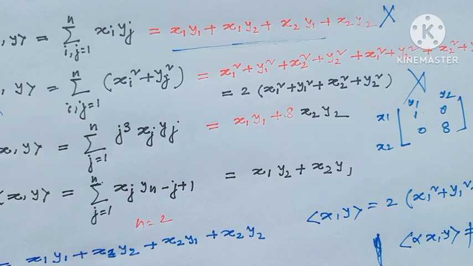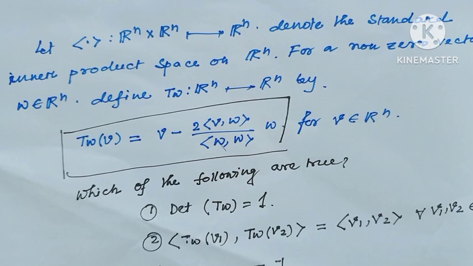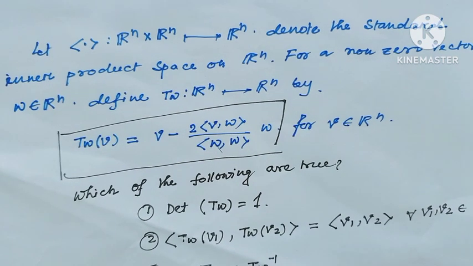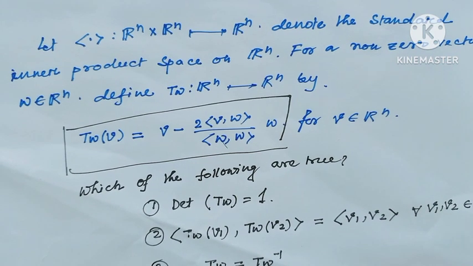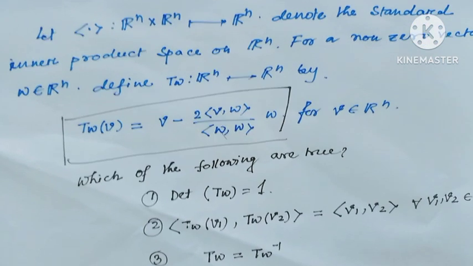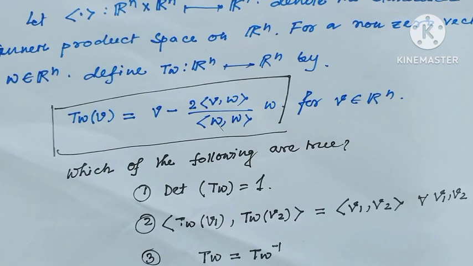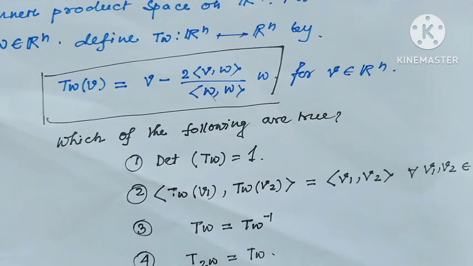Okay. Our next example: let the inner product from Rn cross Rn to R denote the standard inner product space on Rn. For a non-zero vector W belonging to Rn, define TW from Rn to Rn by TW of V equal to V minus 2 times inner product of V, W divided by inner product of W with W times W, for a non-zero vector V in Rn. Then which of the following are true?